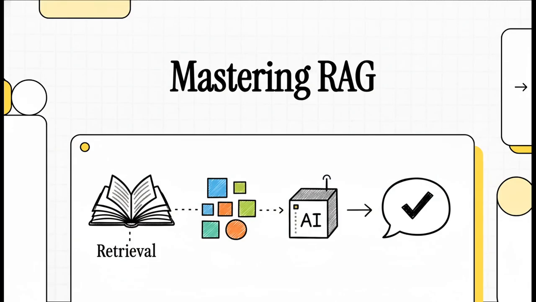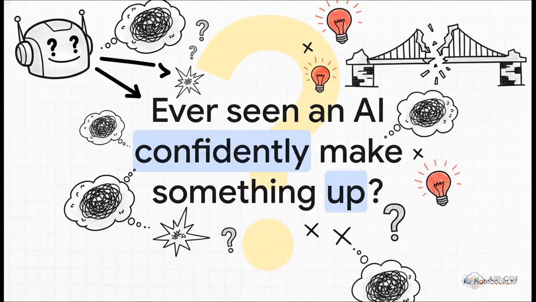All right, let's talk about one of the biggest and, let's be honest, most frustrating problems in AI today. We're going to dig into a technique called RAG, which is pretty much the key to making AI something we can actually count on. So let's start here. We've all seen this, right?